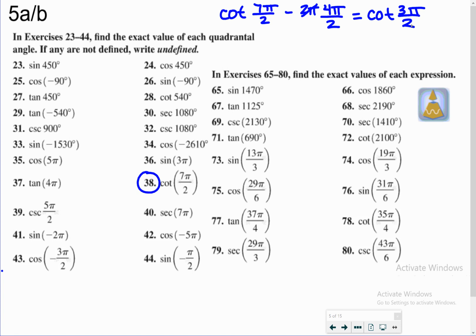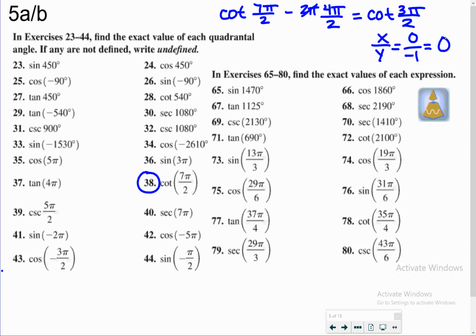All right, so hopefully we know where that is, right? It's at the bottom. How do you find cotangent? It's x over y. Okay, so at the bottom of our circle, what's the x coordinate? 0. And what's the y coordinate? And 0 divided by anything is 0.